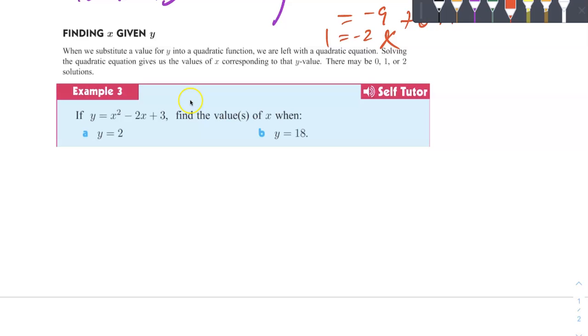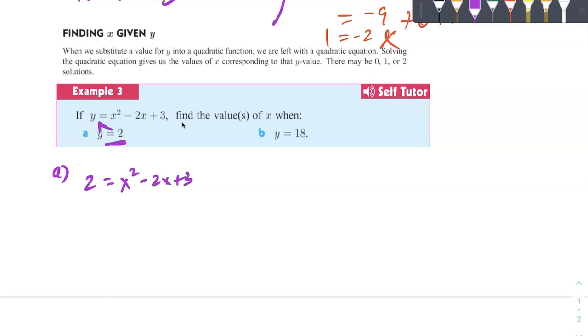Now we're going to quadratic equations. The way you solve a quadratic equation is you substitute in for y. When you substitute in for y, then you get a quadratic equation, and we'll talk about how to solve that. It's kind of like before, but now we're substituting in for y, which makes things much more interesting. So for a, I'm going to get 2 equals x squared minus 2x plus 3.